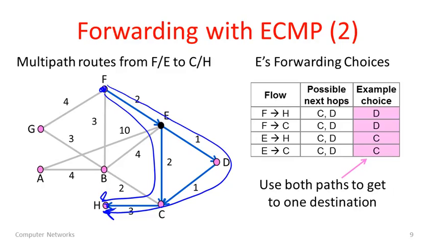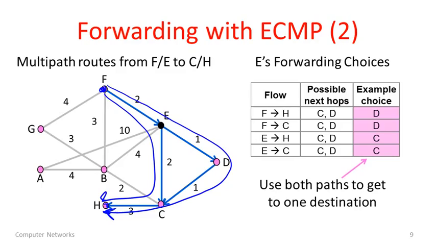Now, for all of these different flows, as they go through E, they could be sent either to C or D. Instead of choosing at random, we'll simply make this set of choices. For the packets that come from F, we'll send them to D. And for the packets that come from E, when they're going to H or C, we'll send them to C as a next hop. In this way, we have some consistency for the flows.